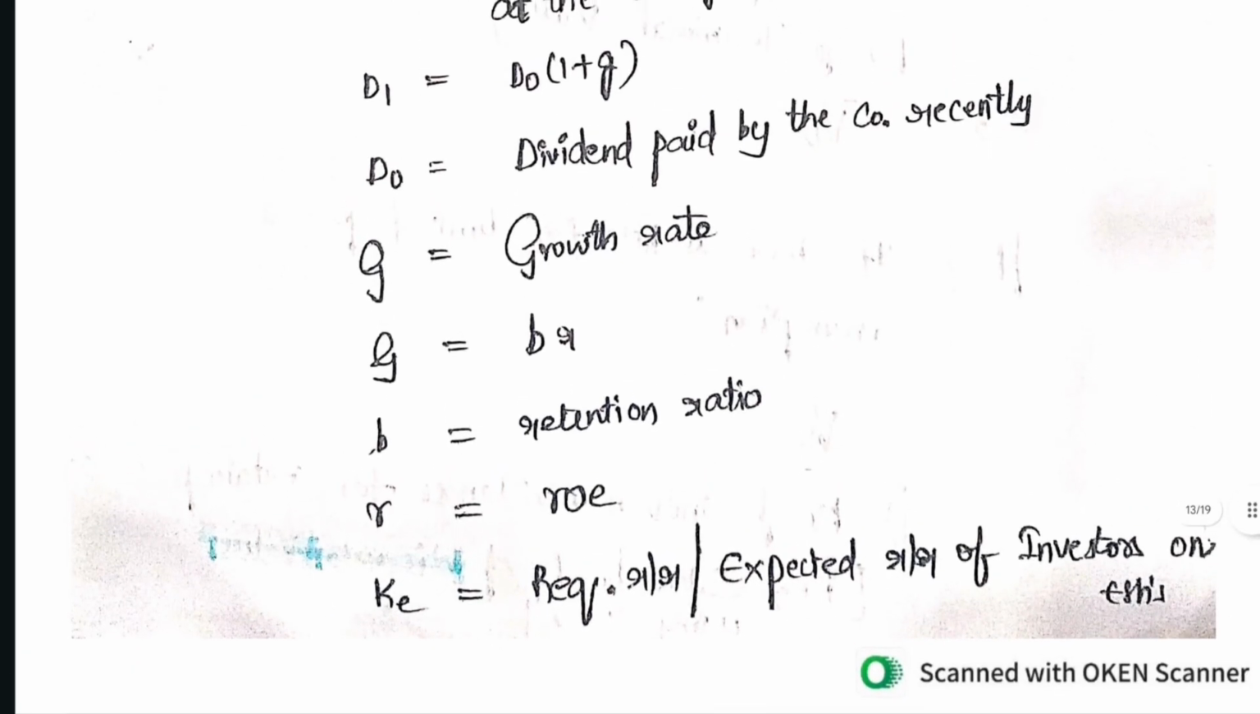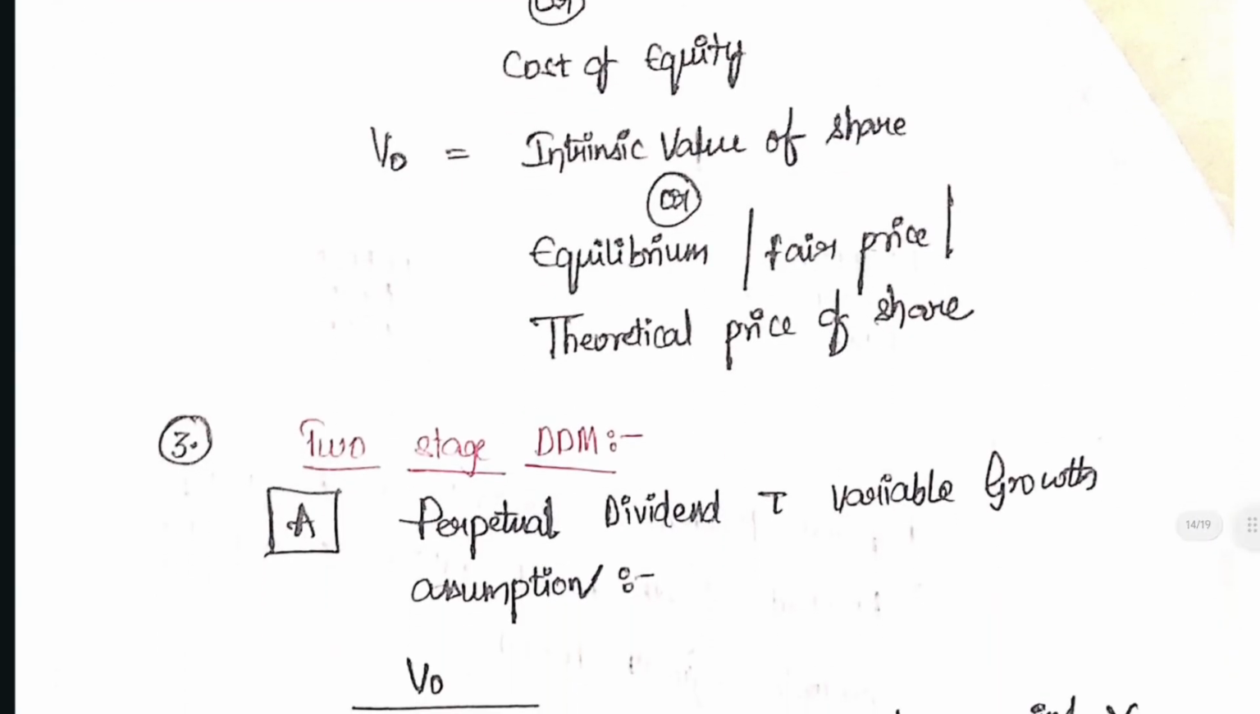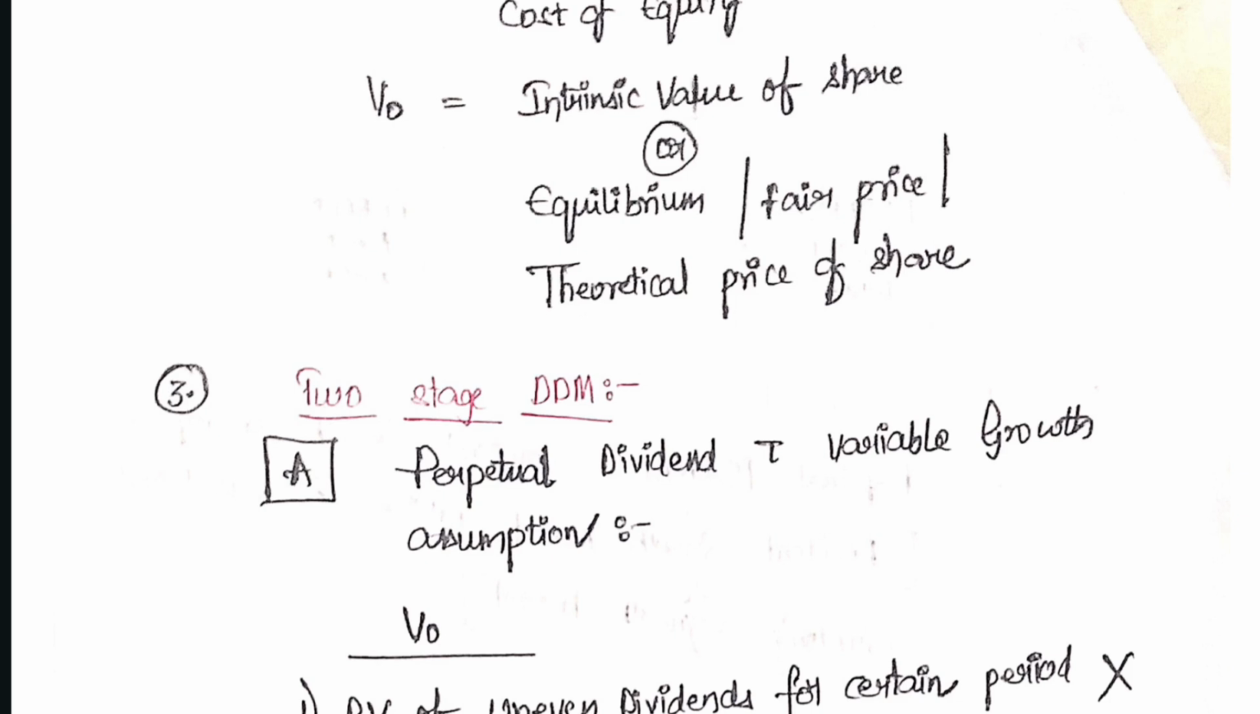KE equals required rate of return or expected rate of return of the investors on equity shares, or cost of equity. V0 equals intrinsic value of the share, or equilibrium price, or fair price, or theoretical price of the share.